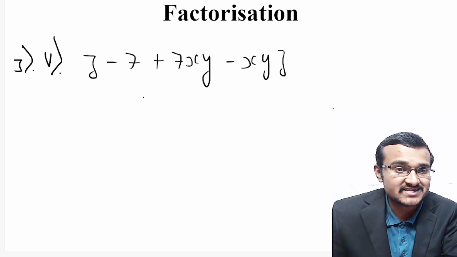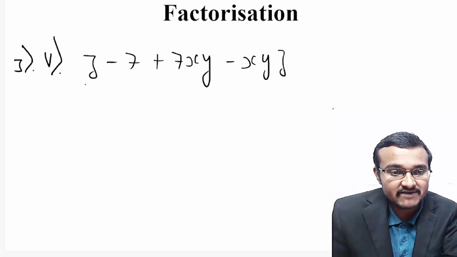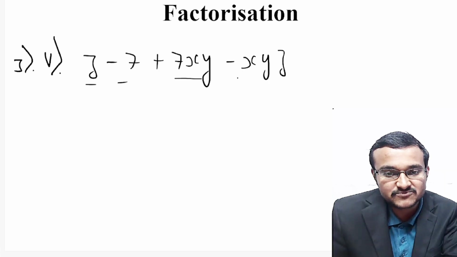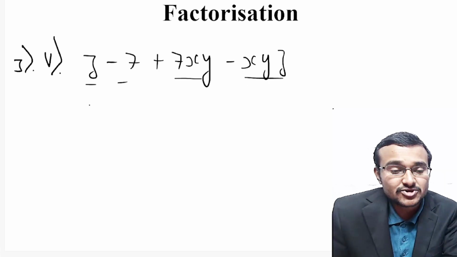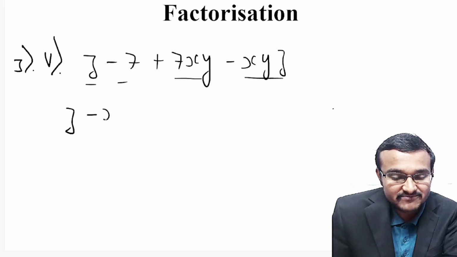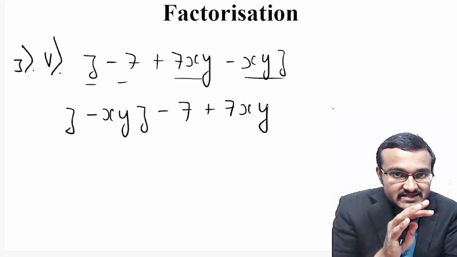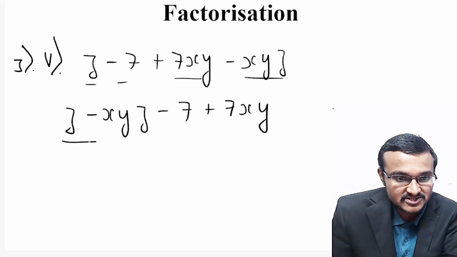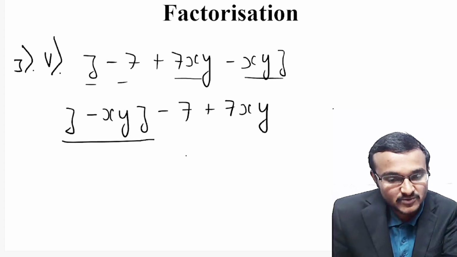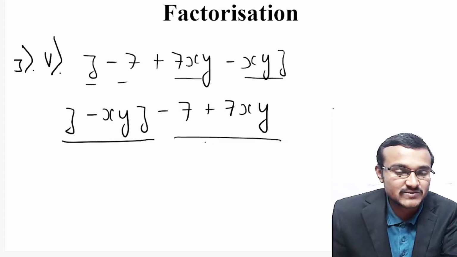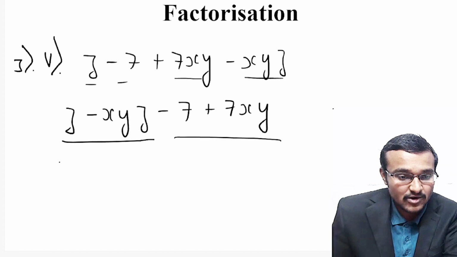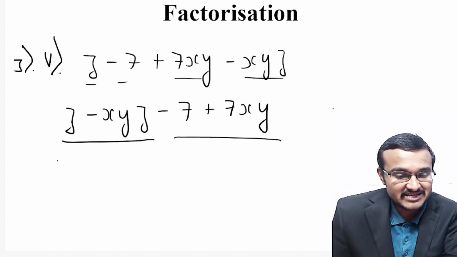So coming to the fifth question in this particular third question, here you have z minus 7 plus 7xy minus xyz. So here we will write this as z minus xyz minus 7 plus 7xy. I am just rearranging the terms in that algebraic expression so that z minus xyz can be made as one group, minus 7 plus 7xy can be made as another group. So that's why this is known as the method of regrouping.